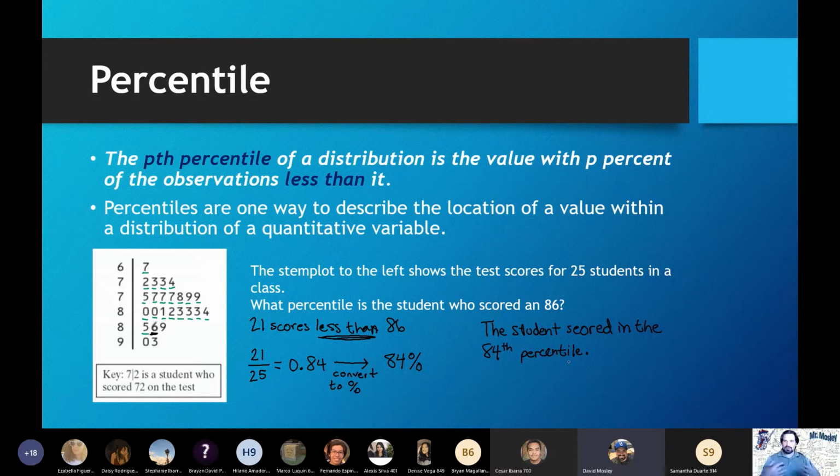So when we talk about percentile, that number is not given as a percentage. It doesn't have the little percentage sign. It is just referred to as the somethingth percentile. So this is the 84th percentile. That's where the score is.